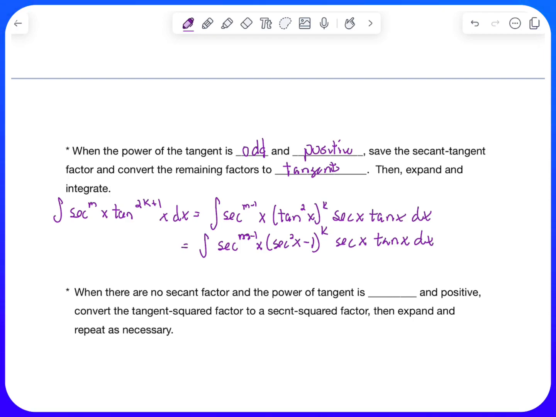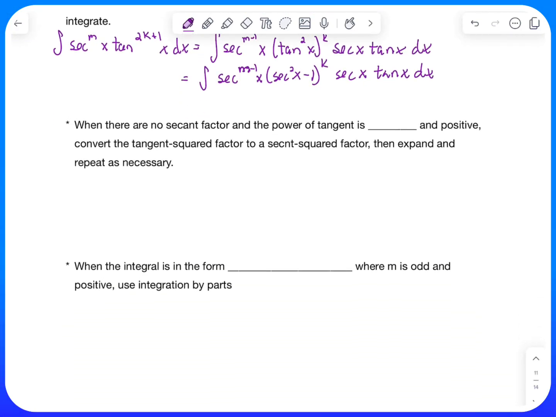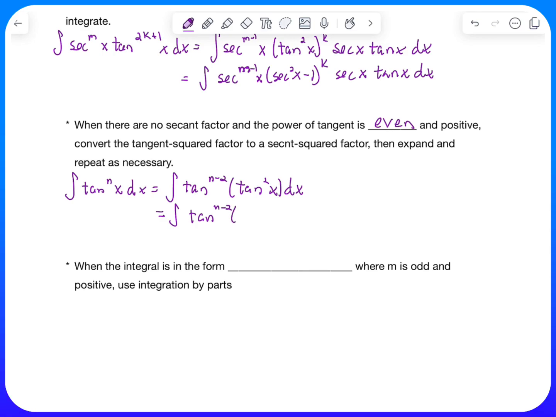Our third situation is when there is no secant term, and the power of the tangent is even and positive. We're going to convert the tangent squared factor to a secant squared factor, then expand. So I have a tangent to the n power, it's an even power. So I'm going to take out a tangent squared. And then I'm going to convert that tangent squared term using the Pythagorean identity to secant squared minus 1.